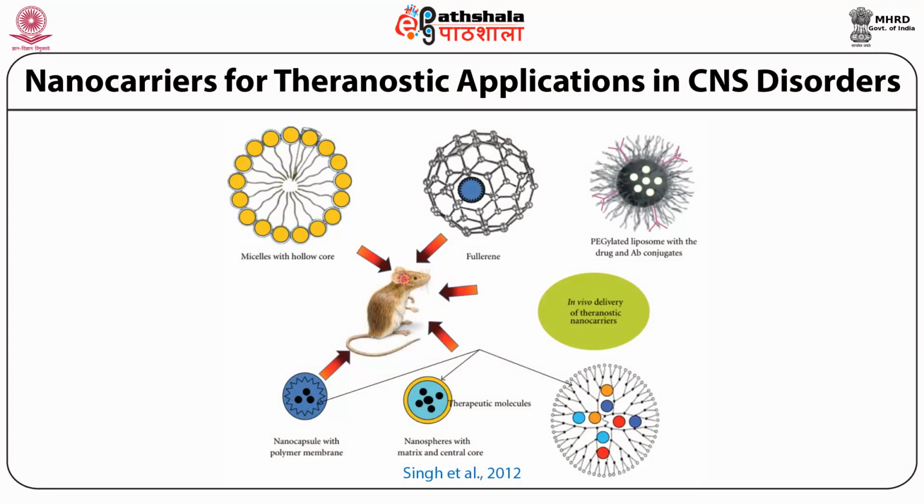Now we will discuss some of the nanocarriers that have been used for theranostic applications in CNS disorders, that is, central nervous system disorders. So scientists have evaluated different carrier systems for theranostic applications in disorders related to the central nervous system, which includes brain related disorders. In this, they have evaluated micelles, fullerenes, pegylated liposomes, and also dendrimers, nanocapsules and nanospheres.